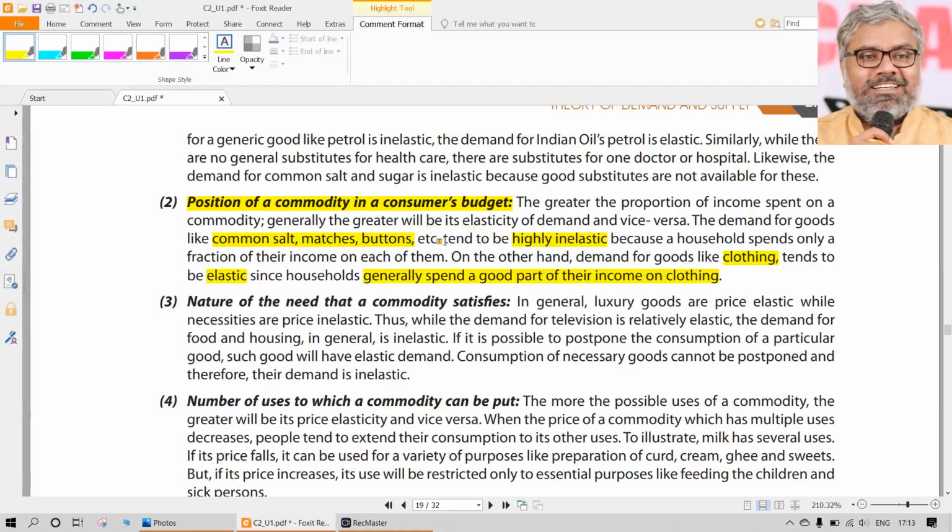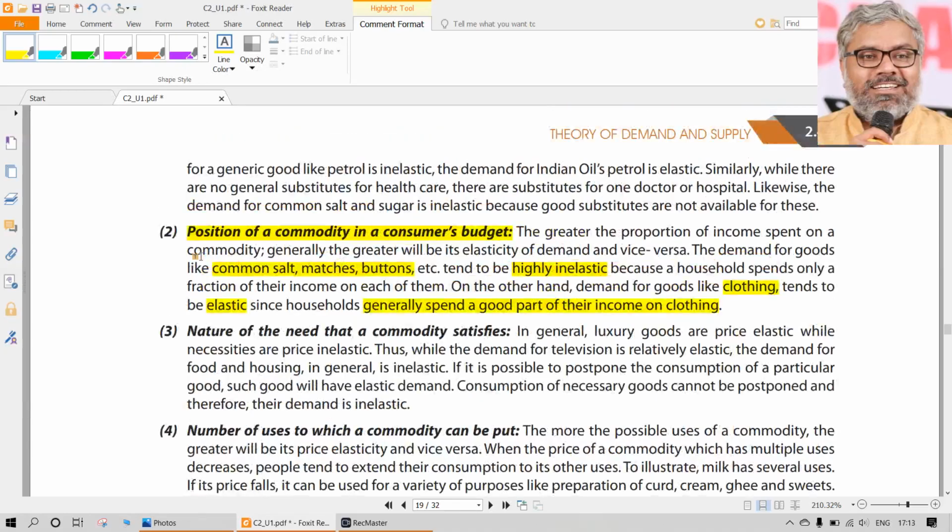So where the position of a commodity in the consumer's budget is low, then elasticity also will be low. Where the position of a commodity in a consumer's budget is high, then elasticity also will be high. That's what happens. Simple. So that also is a second factor we can understand.